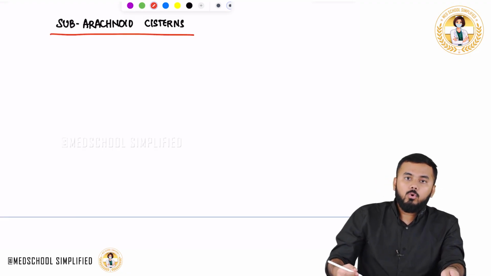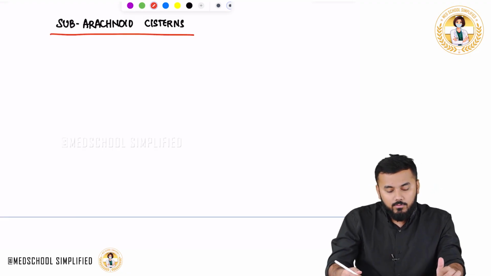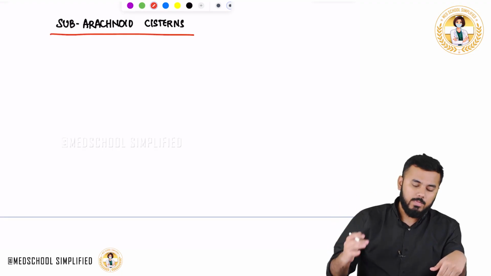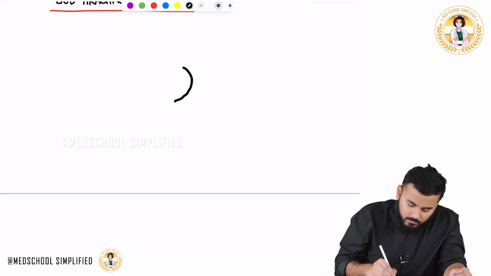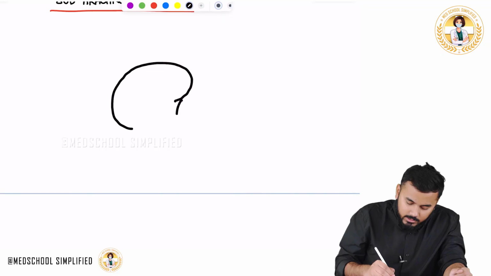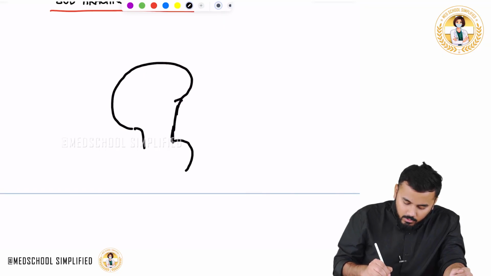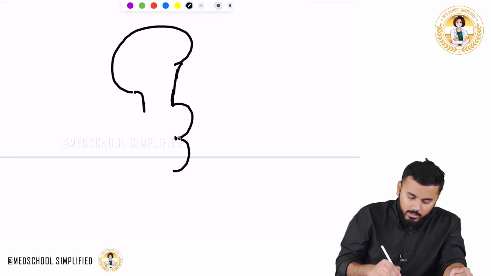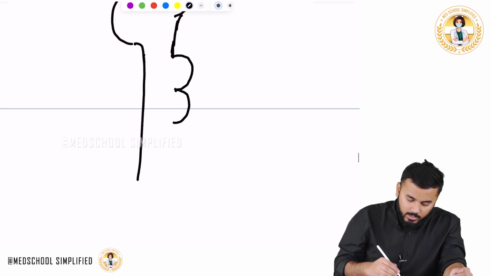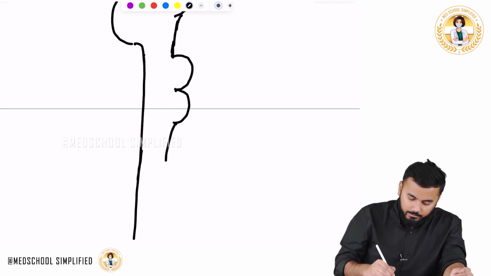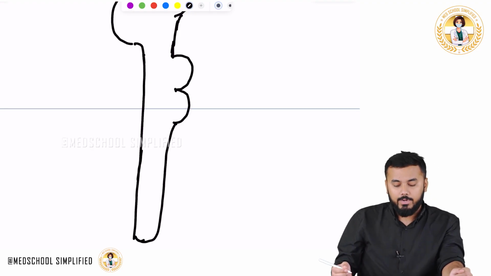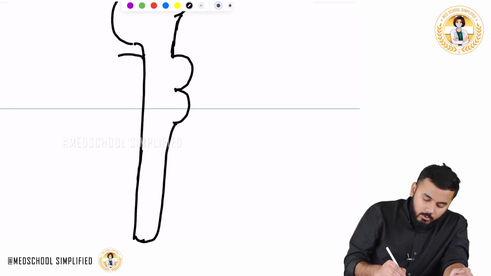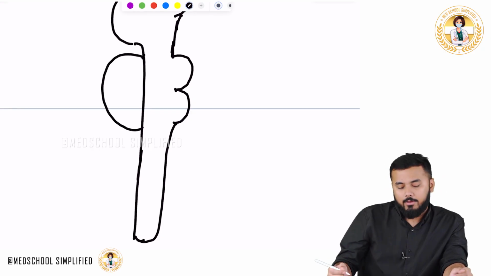Before knowing what the subarachnoid cisterns are, first of all we have to draw the central nervous system from the lateral aspect. So this is your midbrain all the way like this, right? And next you have your pons like this, and then your medulla oblongata, and down all the way here you have your spinal cord. Now where is your cerebellum located? Cerebellum is located on the back.